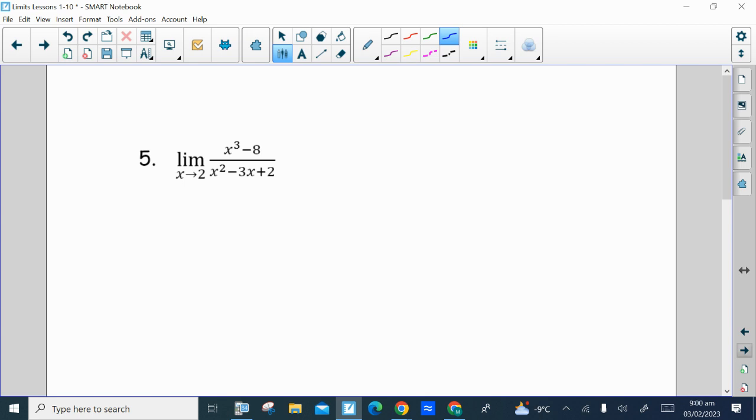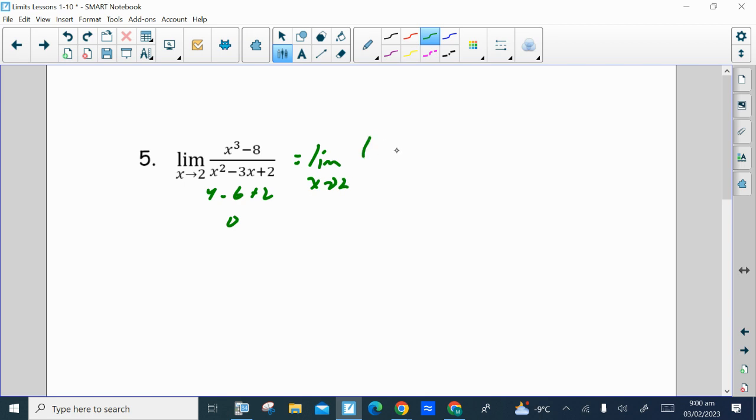So looking at this one, again, what we've done first is check to see if, in this case, 2 is a non-permissive value. 2 squared is 4. Minus 3 times 2 is 6 plus 2. That equals 0. So 2 is a non-permissive value. We cannot do this one by substitution. If you look at this rational expression, you should recognize that the top can be factored as a difference of cubes, and the bottom can also be factored. So we're going to do that to see if we can get rid of the part of the denominator that makes 2 non-permissive.